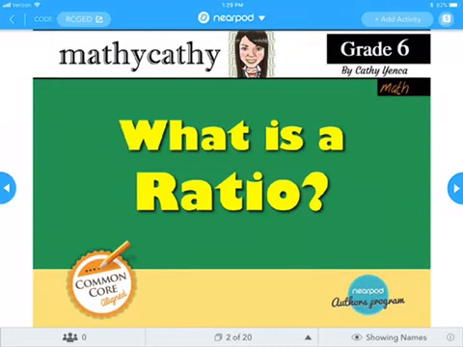Hey guys, today we're going to be learning about ratios. Make sure your notebook is out and that you're ready to take notes.